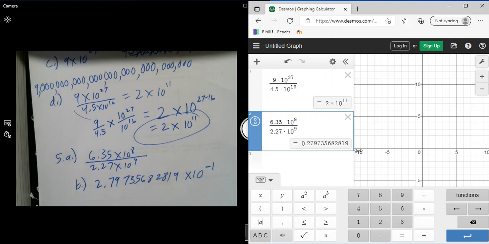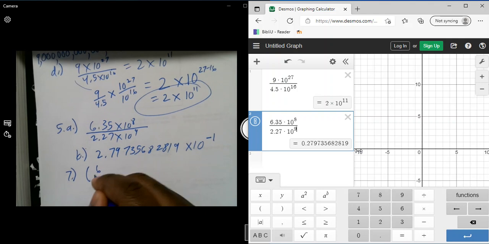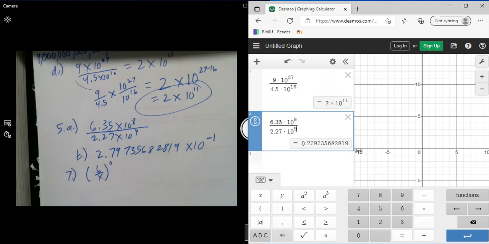Now we go to our next problem, which is problem number 7. Problem number 7, we add 6 over x to the 0 power. So what this is saying is whatever 6 divided by x is, we'll take everything inside this parenthesis to the 0 power. And we know anything to the 0 power except 0 is 1. So 6 over x to the 0 power is just equal to 1.